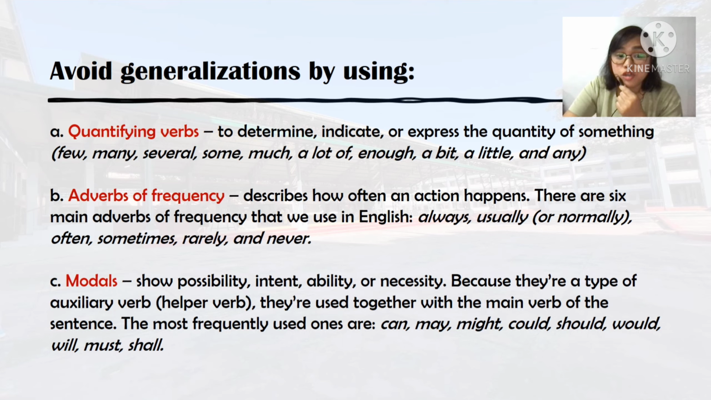Third, we can also make use of modals. Modals show possibility, intent, ability, or necessity. Because they are a type of auxiliary verb or helper verb, they're used with the main verb of the sentence. The most frequently used ones are can, may, might, could, should, would, will, must, and shall.